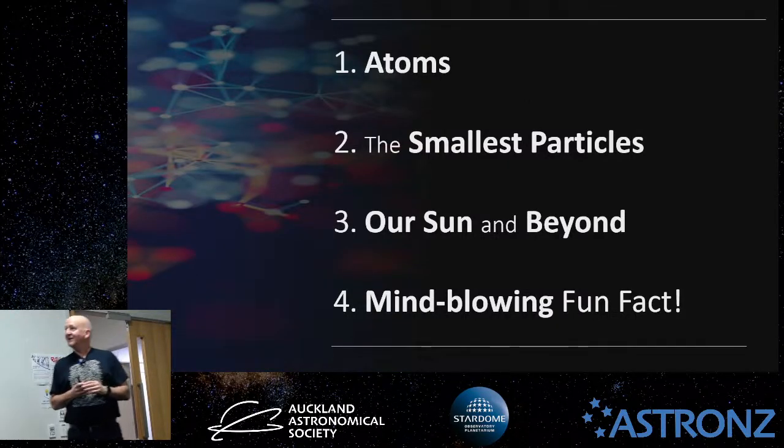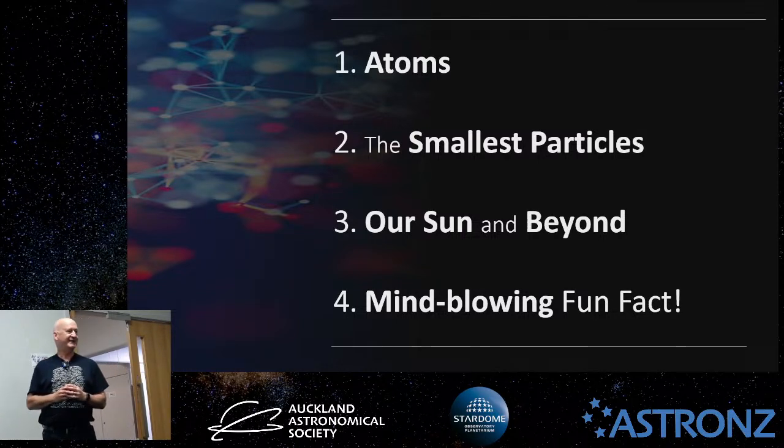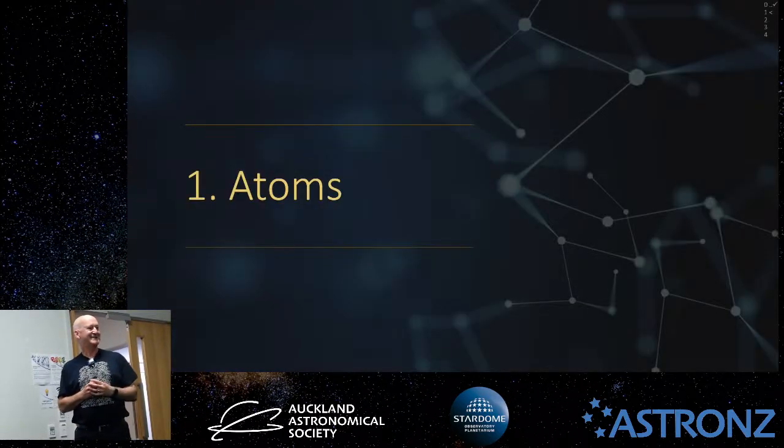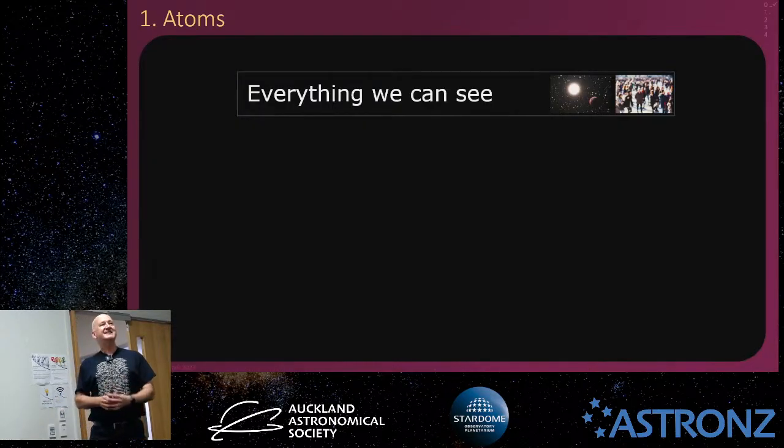So the talk tonight, I'll start with atoms. What are they made of, and how big are they? Then we'll have a look at the smallest particles, going down that rabbit hole to see what we can find. Armed with that information, we'll go out into space and have a look at the sun and beyond and apply this to astronomy. Then we'll end with a mind-blowing fun fact, which is quite fascinating when we get to that. Right, atoms. Everything we can see is made of atoms.